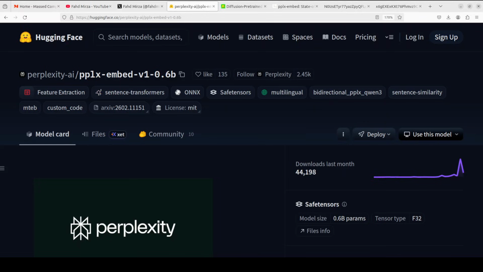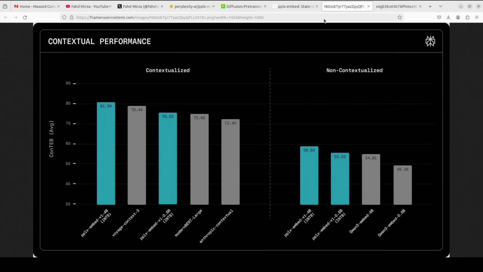Perplexity AI has released an embedding model, and that is what we are going to install in this video. This model is a compact 600 million parameter multilingual text embedding model, which is built on top of the Qwen 3 0.6 billion base model.